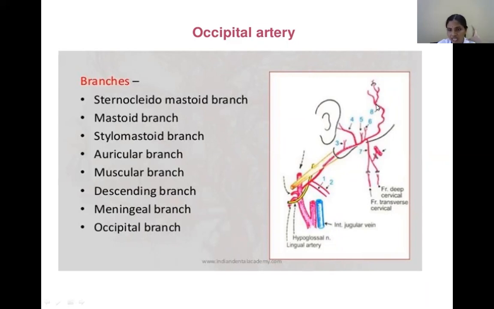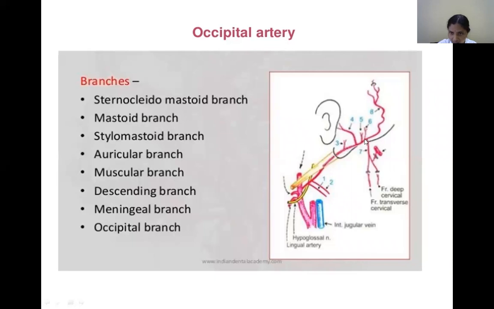So the posterior aspect of the scalp is mainly supplied by this occipital branch from the occipital artery. From the anterior aspect, the supraorbital artery. From the lateral aspect, the superficial temporal artery. So this is the occipital artery.